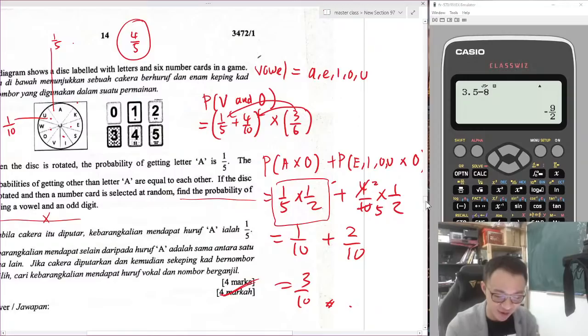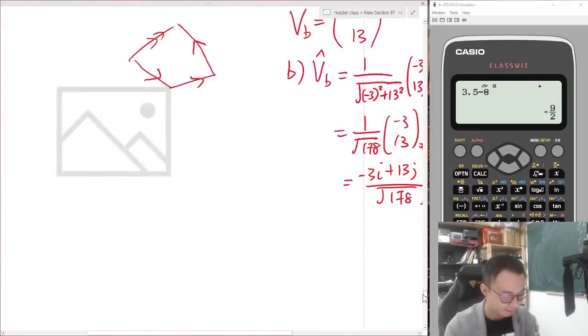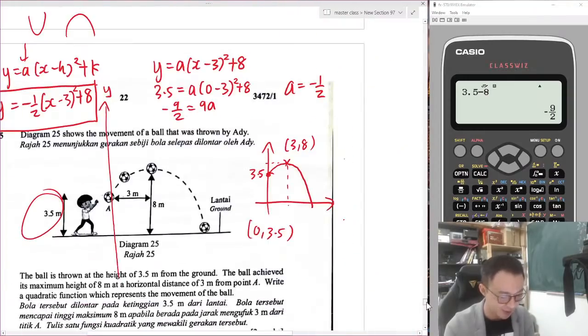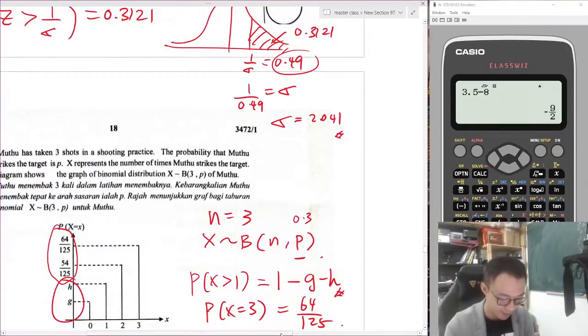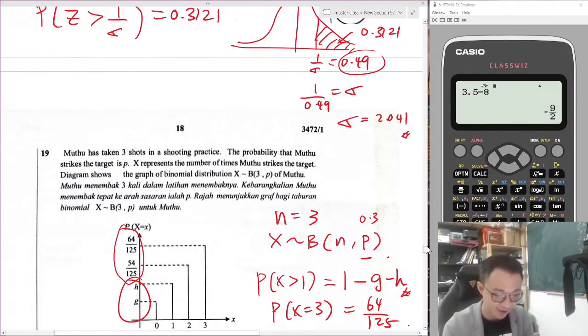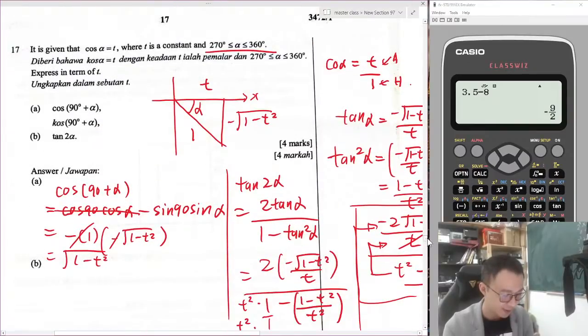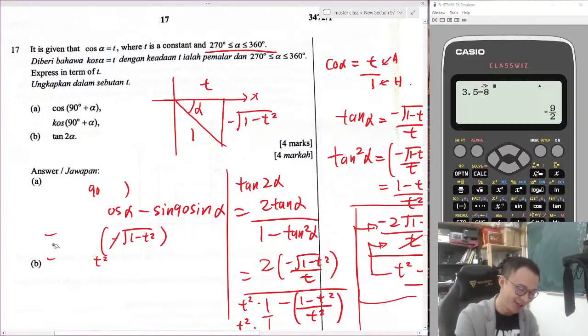Okay, then I go to 17b. Where's my 17? 19. Okay, 17b. Oh, this is a very tiring question.